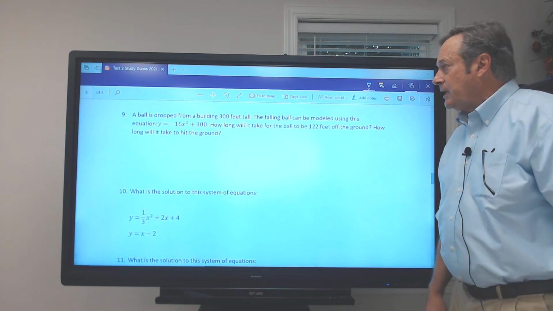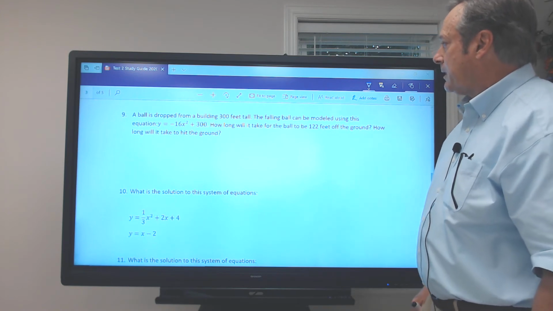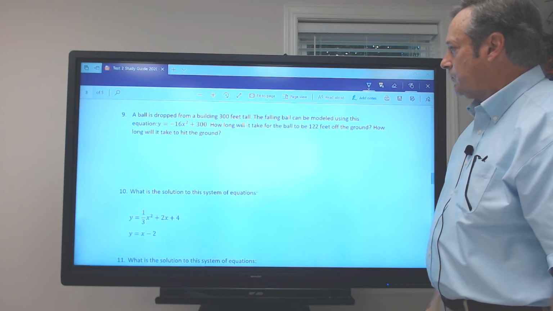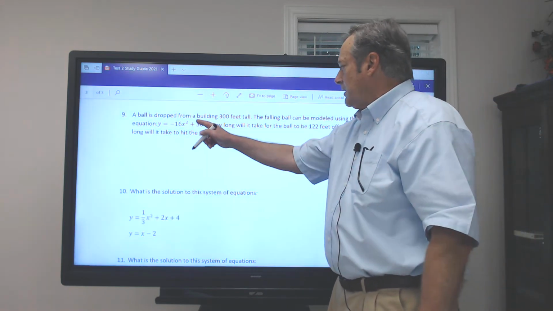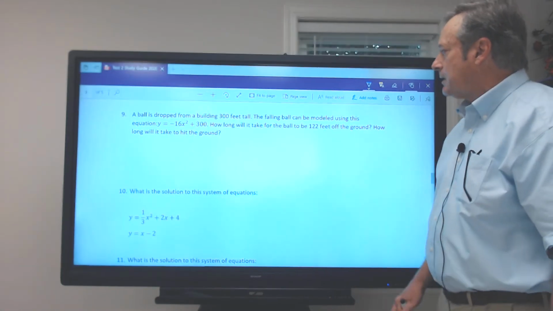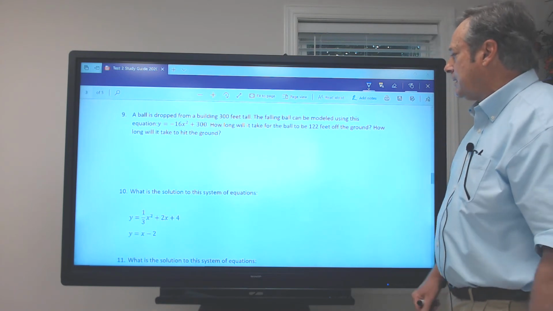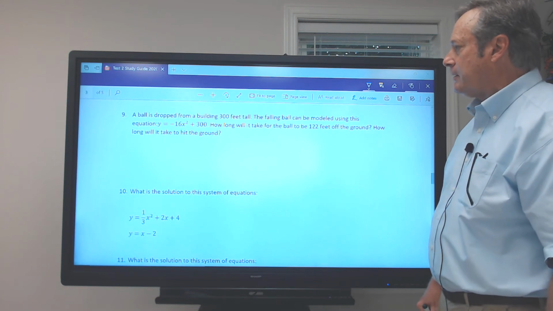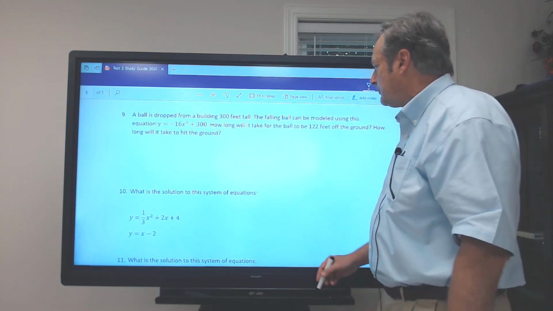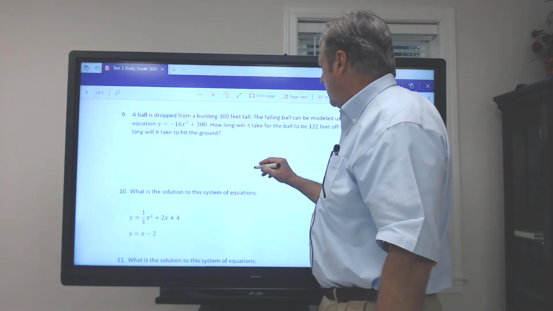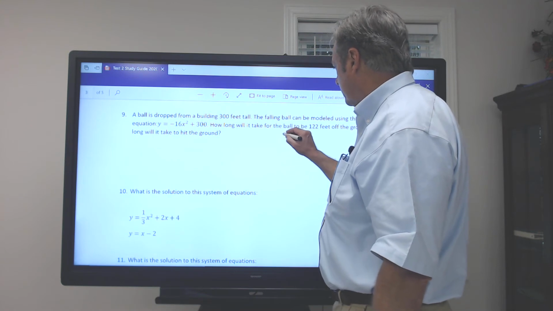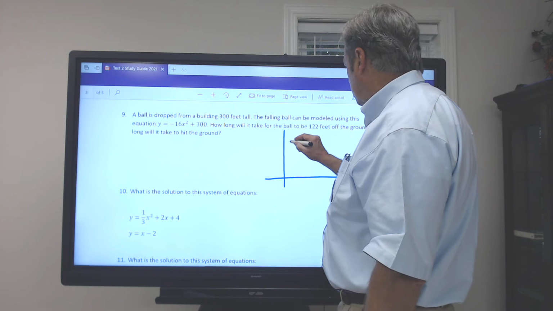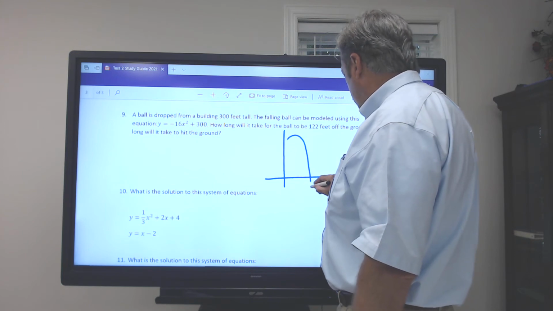All right, so number 9, a ball is dropped from a 300-foot tall building. It can be modeled using this equation, negative 16x squared plus 300. How long will it take the ball to be 122 feet off the ground? How long will it take to hit the ground? Well, you put that in your y equals menu, and what you're going to see is something that's going to look like this.